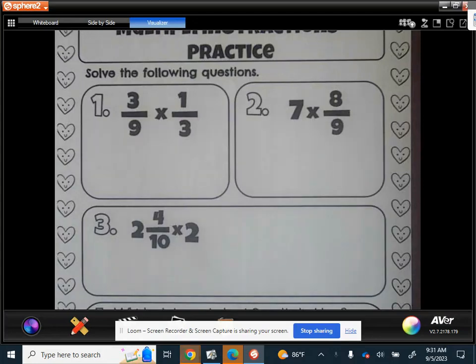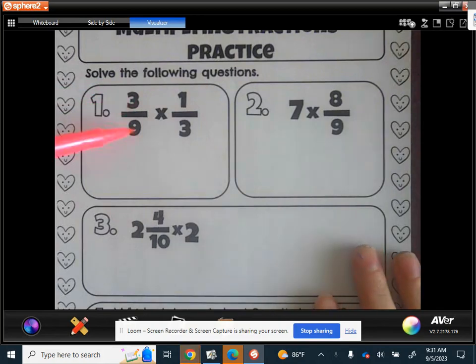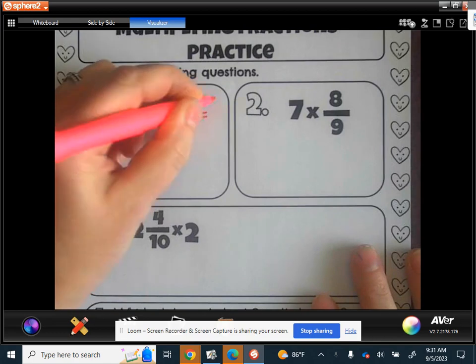Okay, today we're going to look at how to multiply fractions. So first, we have a problem with just two regular old fractions. You're going to start by multiplying your numerators. Remember, that's the top numbers. So 3 times 1 is going to give us 3.